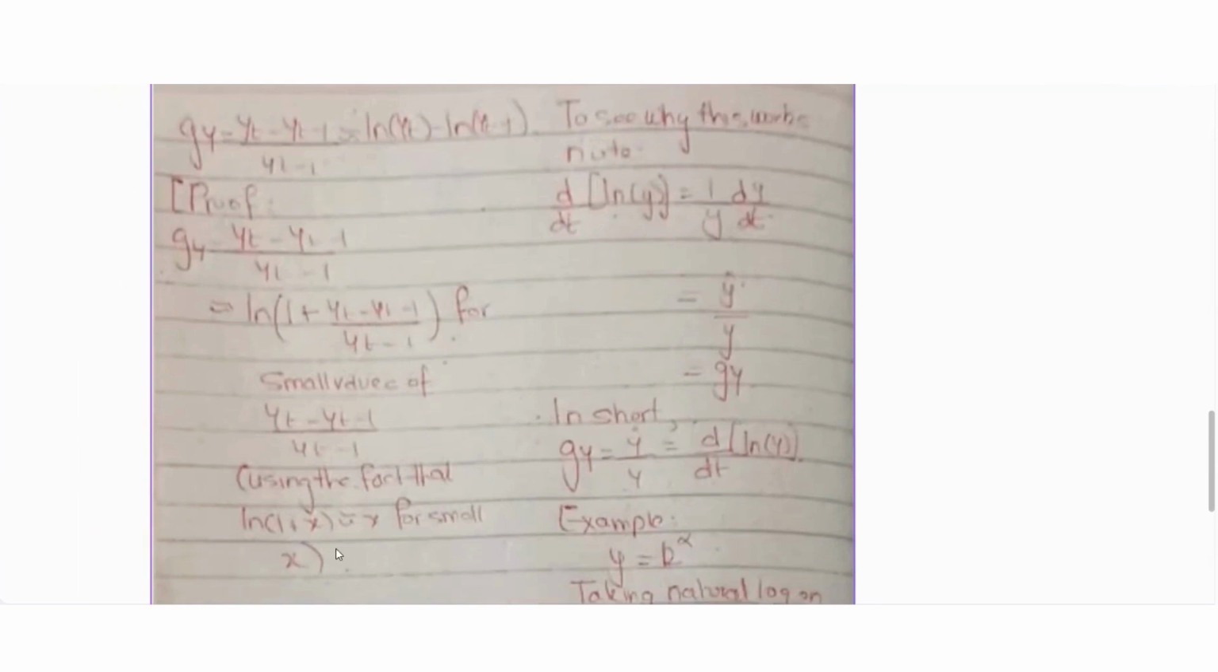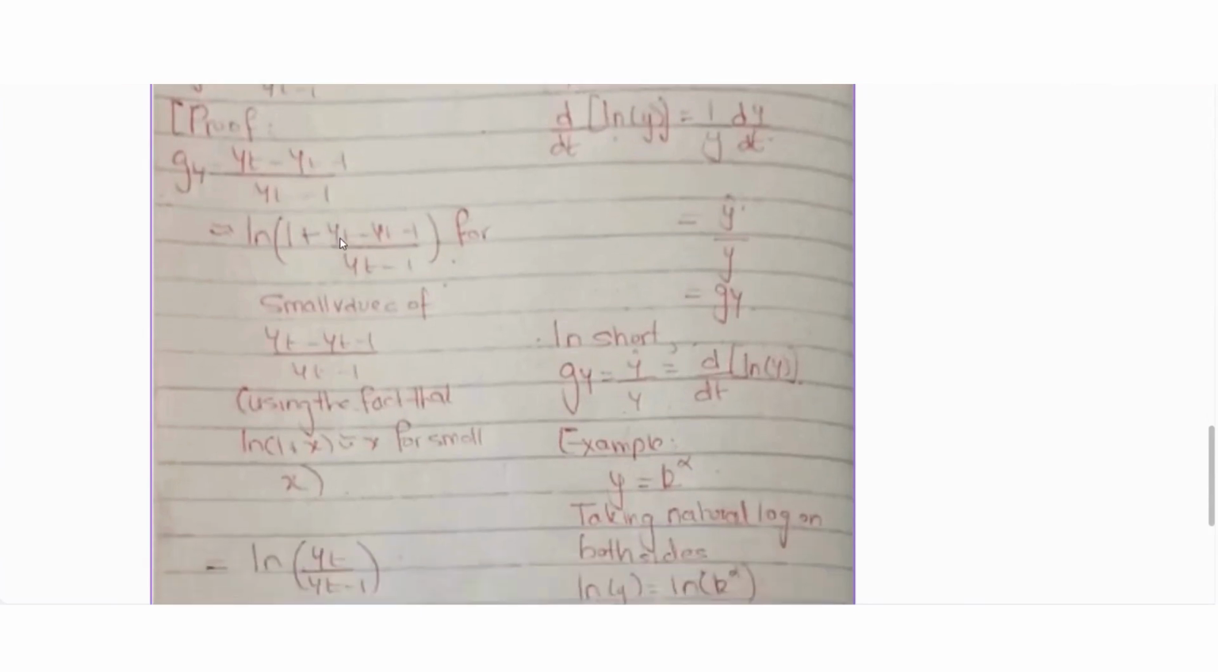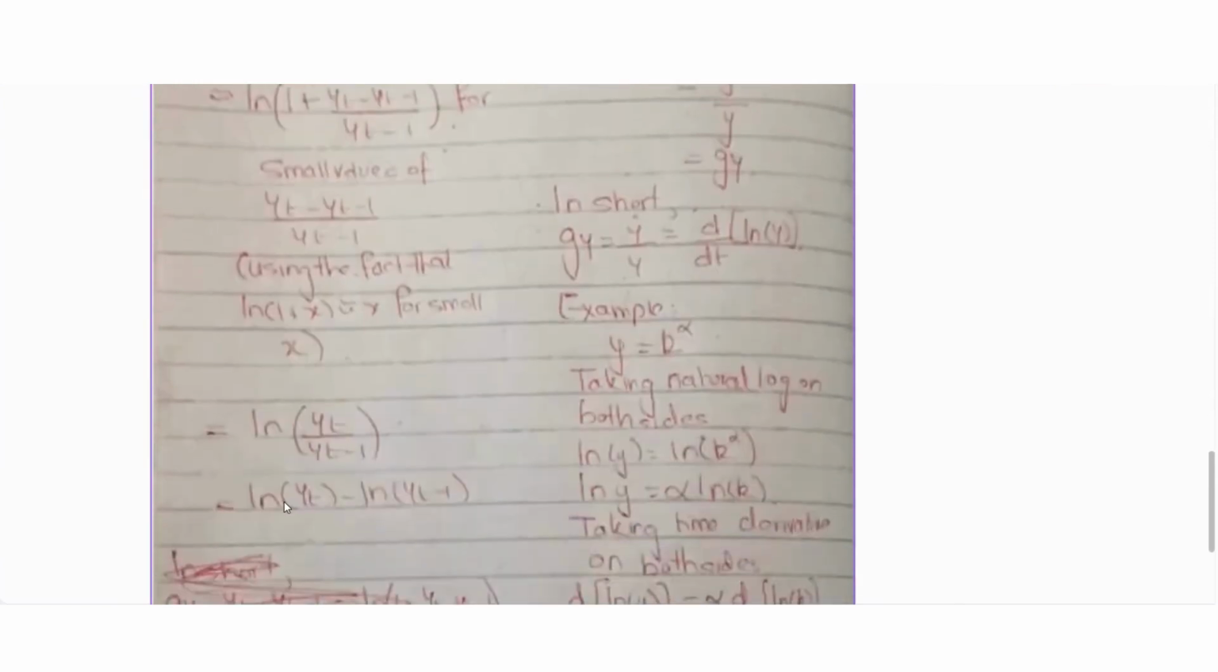So here we're using the approximation that ln(1 + x) is approximately x for small x. Here the x that we're using is (y_t − y_{t-1}) divided by y_{t-1}, because we're approximating that ln(1 + this x) is approximately the same as x. If we simplify this natural log, it just simplifies to ln(y_t / y_{t-1}), just a bit of algebra. And then this can be written as ln y_t − ln y_{t-1}.